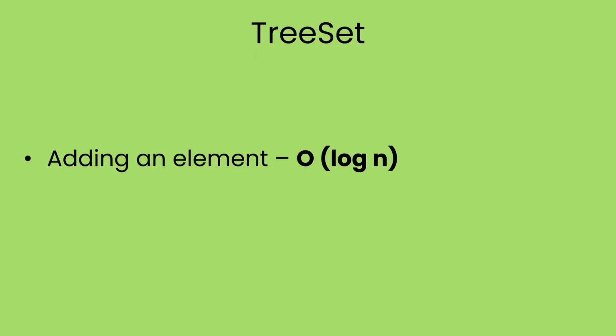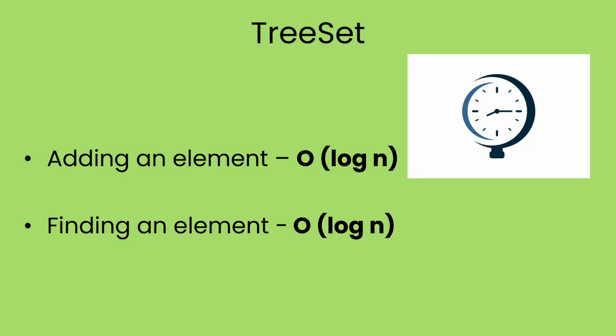In terms of time complexity, adding an element in a TreeSet will be O(log n), and also finding an element will be O(log n). We will analyze why it is log n and not just n, but before we do that, we should mention that TreeSet is using a balanced binary tree.